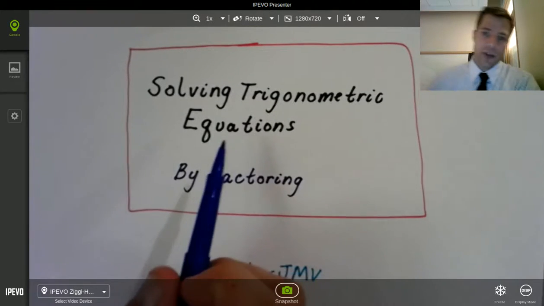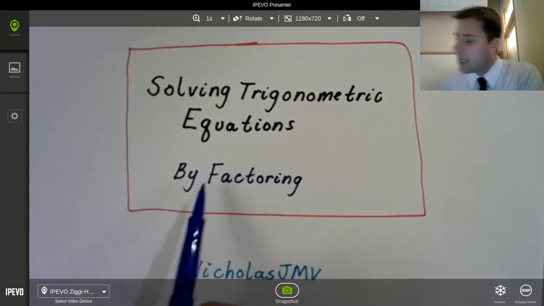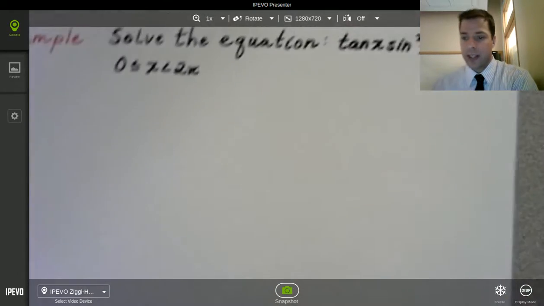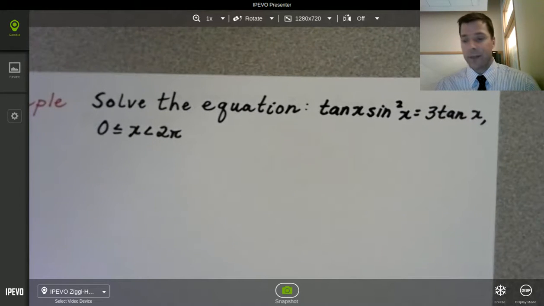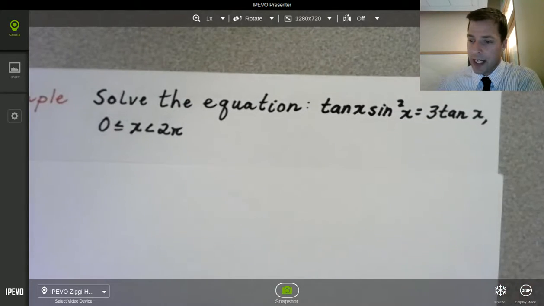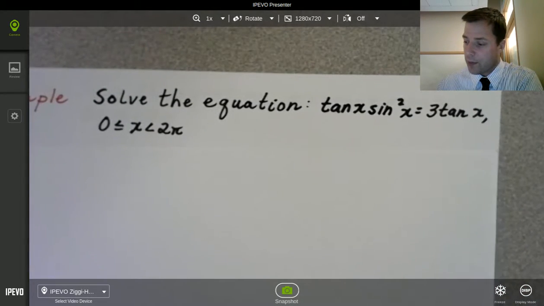We're going to be solving trig equations today, and we are going to do that by factoring. So I got two examples for you. The idea here is factoring something that's in common. So here's our equation. Solve the equation tangent of x times sine squared of x equals 3 tangent of x, and we want that from 0 to 2 pi.